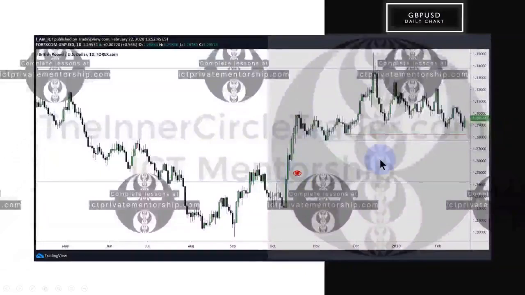And again, I have not been strong in cable, and I mentioned this. It's so heavily manipulated right now because of Brexit. I just can't stress it enough. Do not force trades in this. Don't trade with live funds. Don't do any of that stuff with this pair, because it can do something.